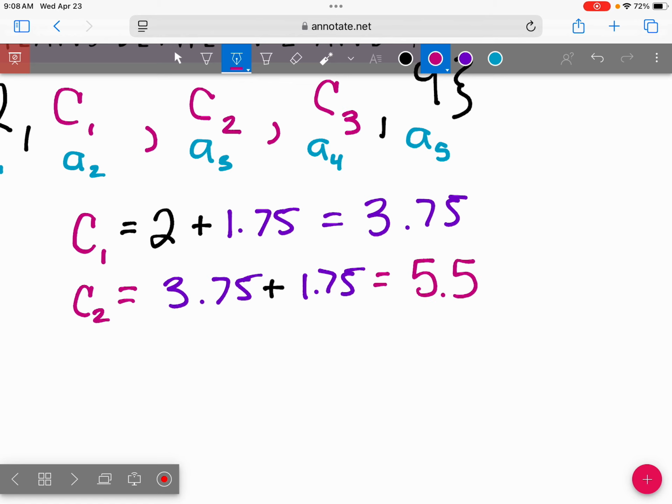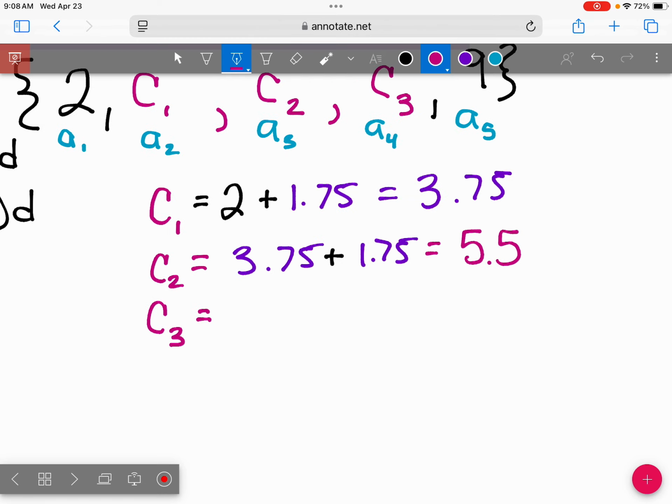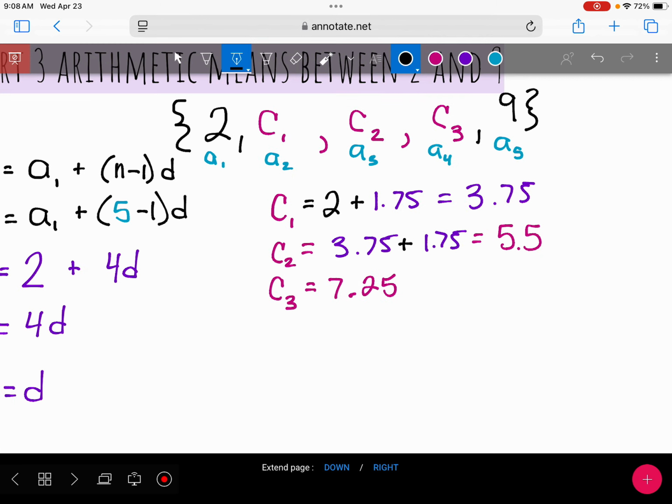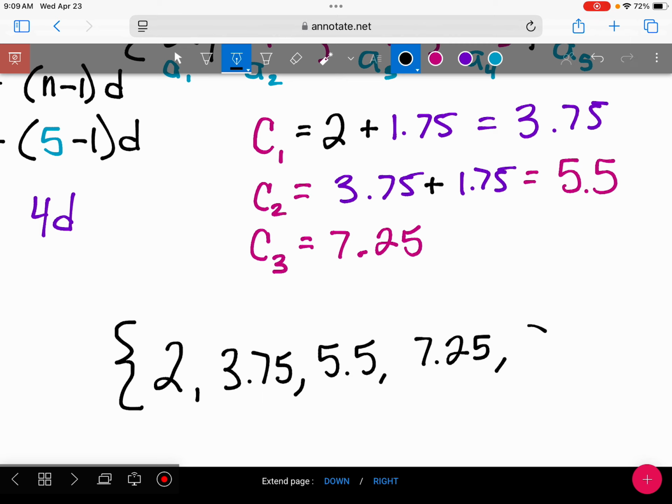Yeah, 5.5. Sorry, I have them written as fractions in my book, so I'm having to mentally convert, but that's okay. So then our third one, C3, $7.25 sounds right. So those are our values. So I could write my sequence here as our 2, our 3.75, then our 5.5, then our 7.25, ooh, there we go, then our 9.